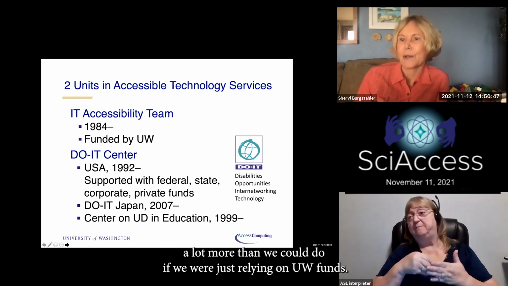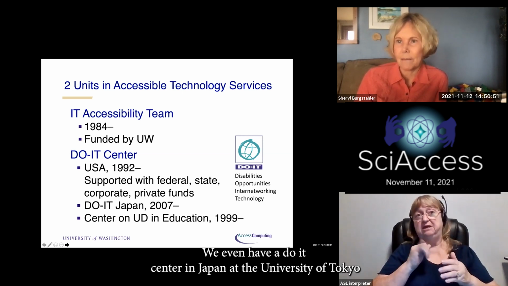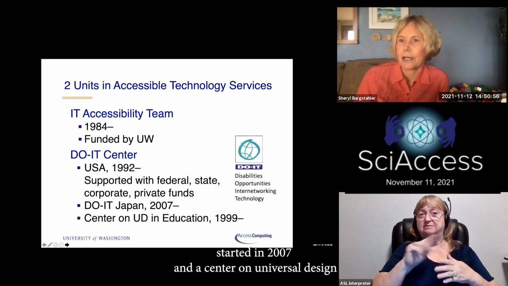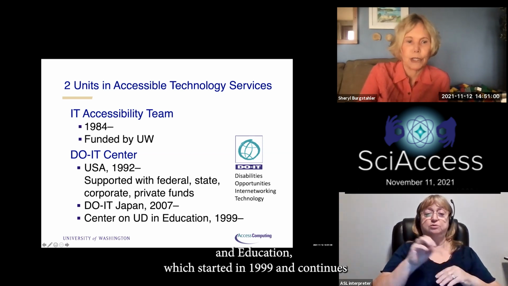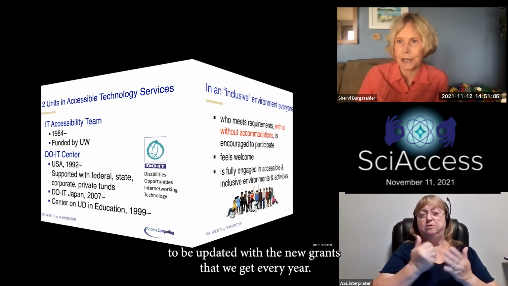And so that allows us to do a lot more than we could do if we were just relying on UW funds. We even have a DO-IT Center in Japan at the University of Tokyo, started in 2007, and a Center on Universal Design and Education, which started in 1999 and continues to be updated with the new grants that we get every year.